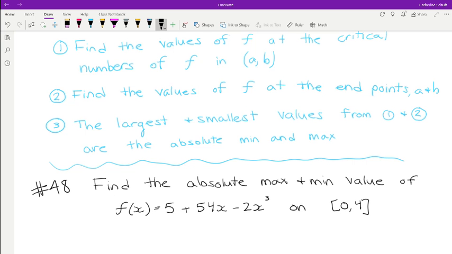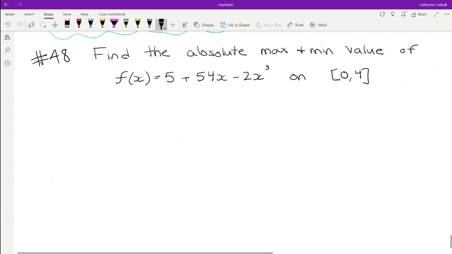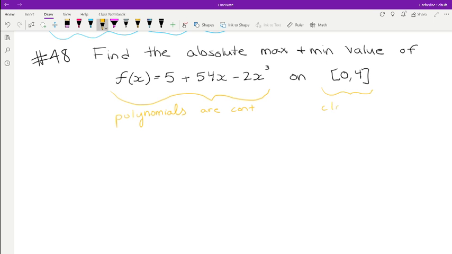Okay, so first of all, let's make sure we have our hypotheses all out of the way. This is a polynomial. Are polynomials continuous? Absolutely. So we want our function to be continuous. It is, because polynomials are continuous. And 0 to 4, because we have those hard brackets, this is a closed interval. Okay, so that's the only criteria for finding our absolute max and min.